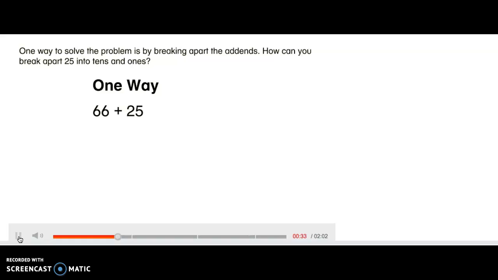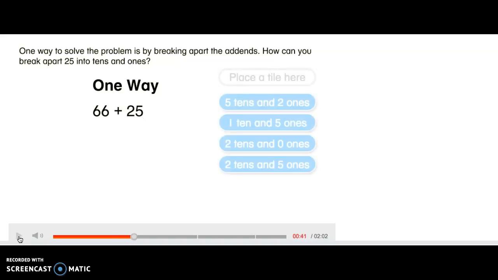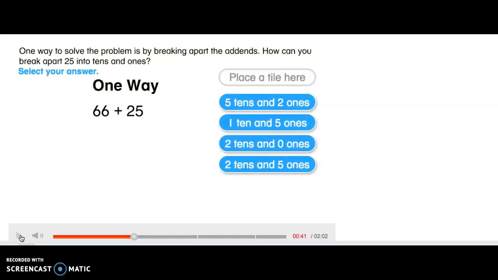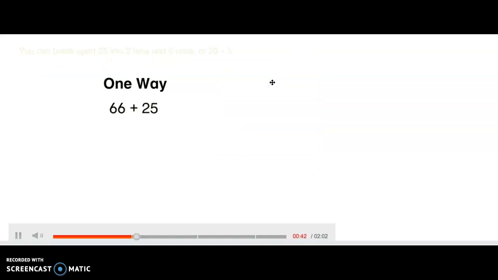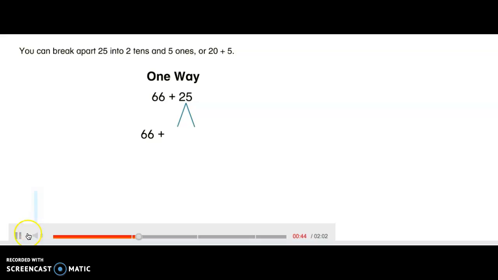One way to solve the problem is by breaking apart the addends. How can you break apart 25 into tens and ones? Select your answer. You can break apart 25 into two tens and five ones, or 20 plus 5.